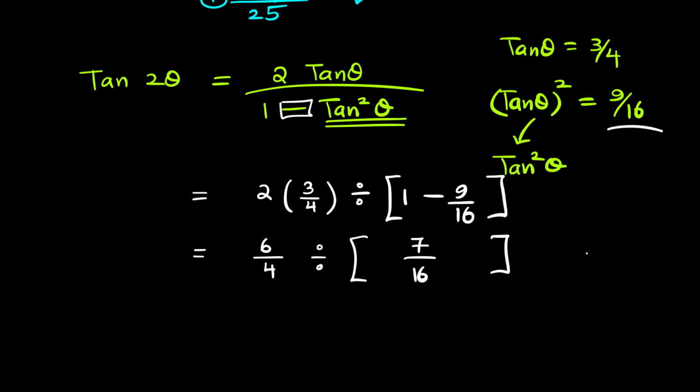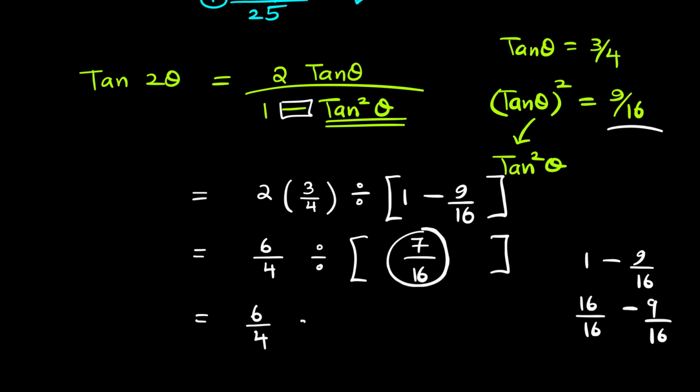Let's do the calculation on this side. 1 minus 9/16, that is 16/16 minus 9/16, which comes out to be 7/16. So 6/4 multiplying with 16/7. Let's simplify. 4 ones are 4, 4 fours are 16. 6 into 4 is 24. So this comes out to be 24/7. This is the value of tangent of theta.